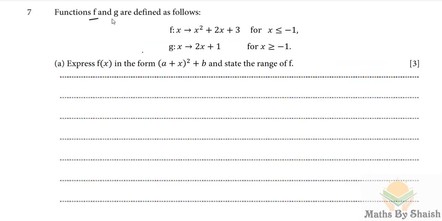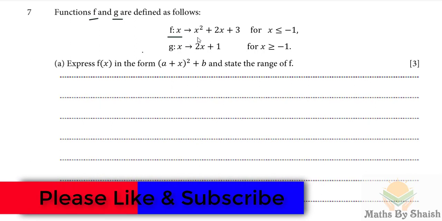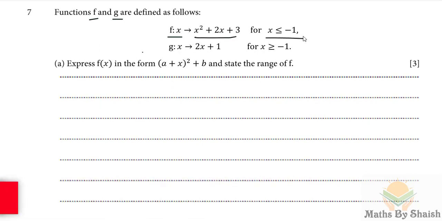Functions f and g are defined as follows: f(x) defined as x square plus 2x plus 3 for x less than or equal to minus 1, g(x) defined as 2x plus 1 for x greater than or equal to minus 1. Part a: express f(x) in the form (a plus x) whole square plus b and state the range of f.